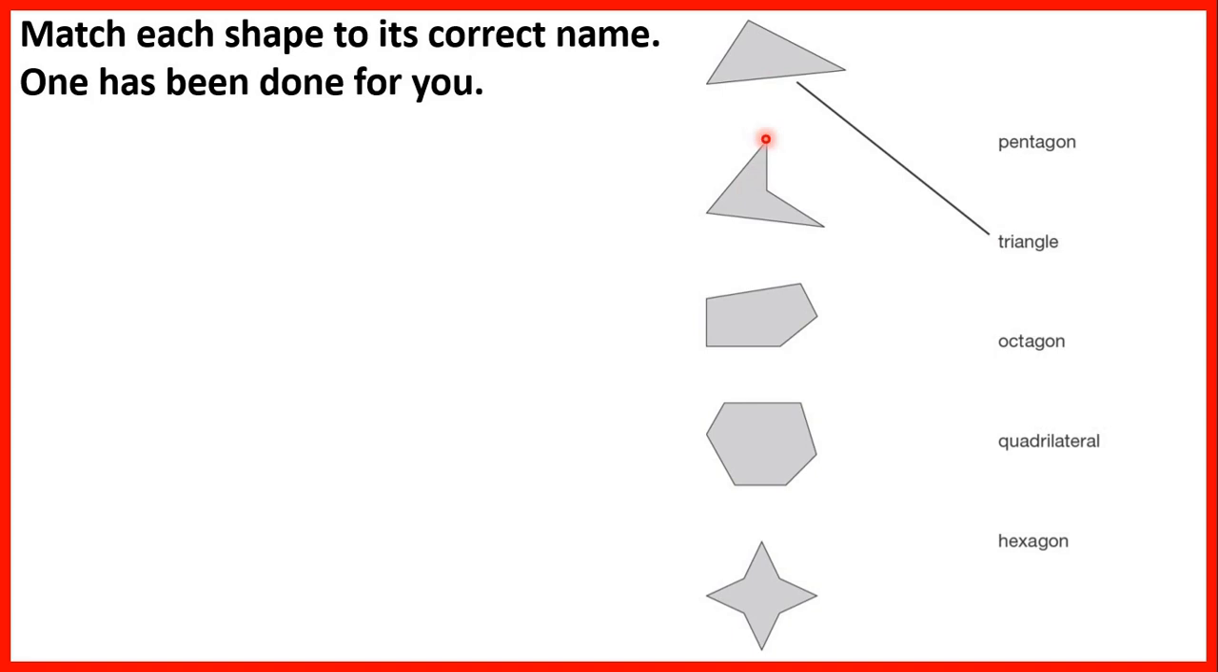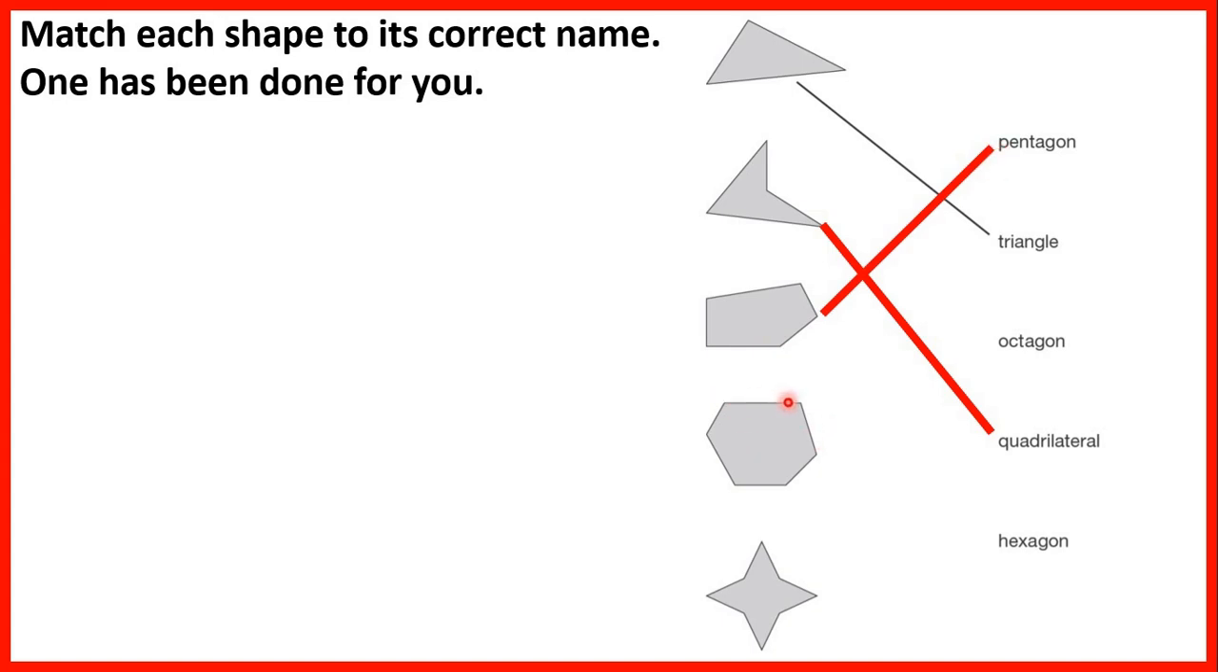Now this shape here has 1, 2, 3, 4 sides, and a shape with 4 sides is a quadrilateral because quad means 4. Now this shape has 1, 2, 3, 4, 5 sides, so that's a pentagon.